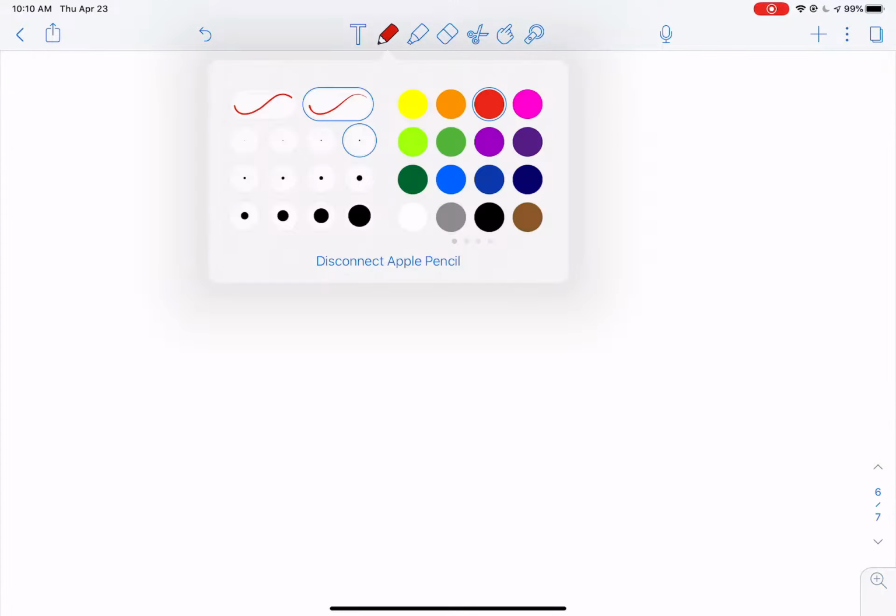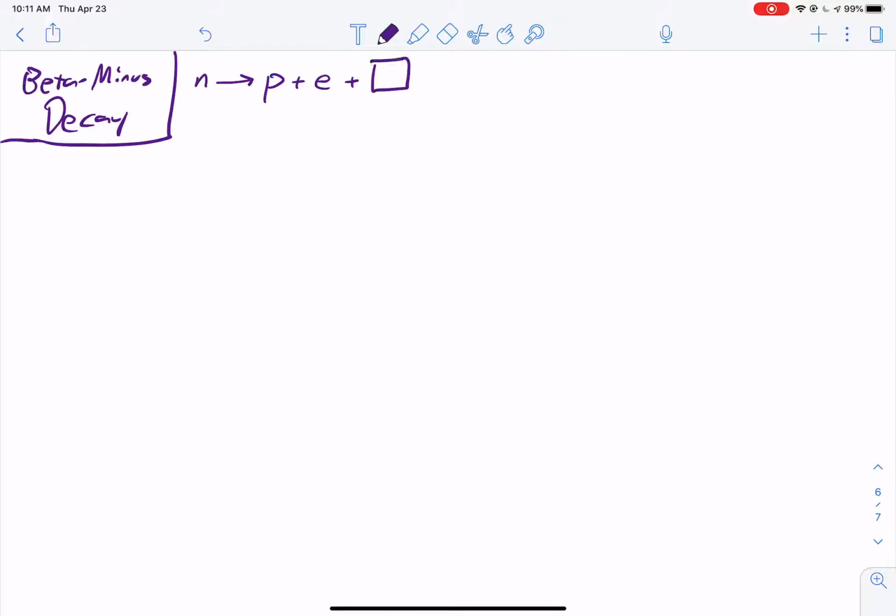Finally, I want to discuss beta minus decay. Beta minus decay. And we could do this with beta plus decay. It's not too much more difficult, but beta minus decay, if you remember, has where you take a neutron inside of a nucleus, and you turn that neutron into a proton, plus a beta particle, which is just an electron, plus something else. If you can't remember that something else, we're going to sort of derive what that thing is.